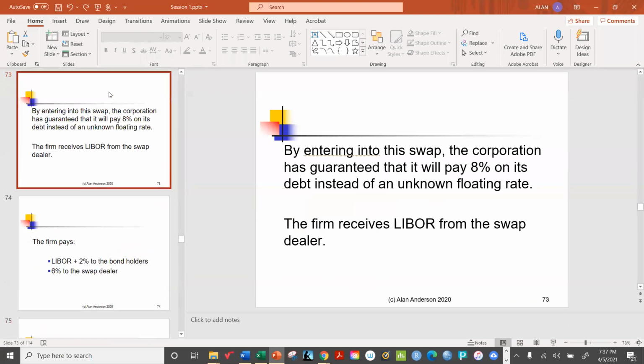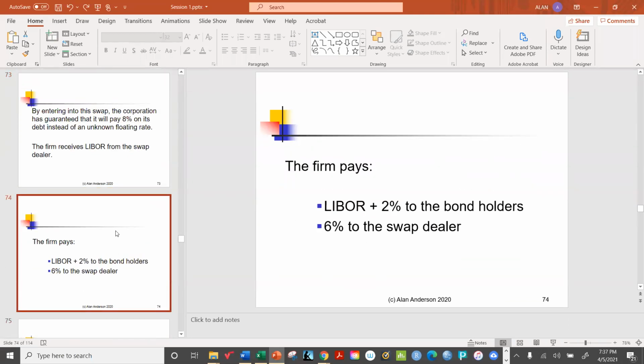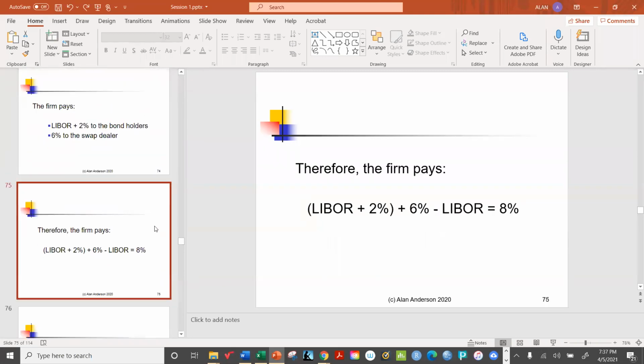Okay, so we get LIBOR from the dealer. We pay LIBOR plus 2 plus another 6 to the dealer. So the net effect is that now, instead of paying LIBOR every year, no matter what LIBOR is, this company only has to pay 8% to cover their debts. Now, that's still a lot of money, but at least we know how much it is in advance. There's no more risk. It can't go up if LIBOR rises, but it also can't go down if LIBOR falls.